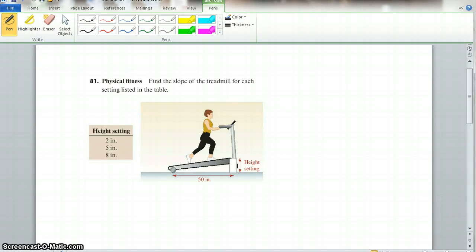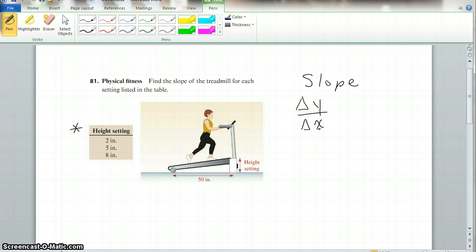Okay, here's a quick application problem that deals with slope, deals with physical fitness. It says find the slope of the treadmill for each setting listed in the table. So let's recall what slope is first of all. Slope is calculated as the change in your vertical direction divided by the change in your horizontal direction.